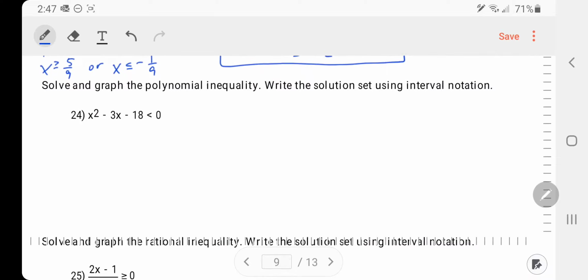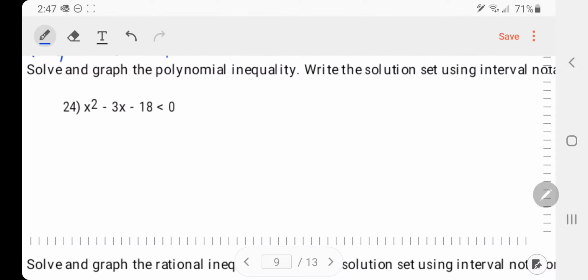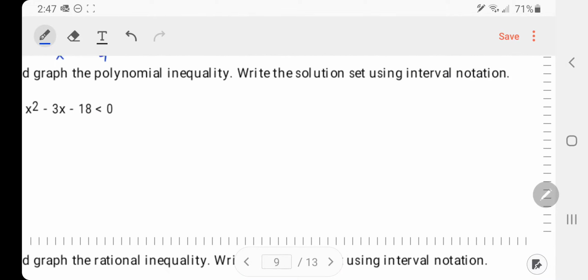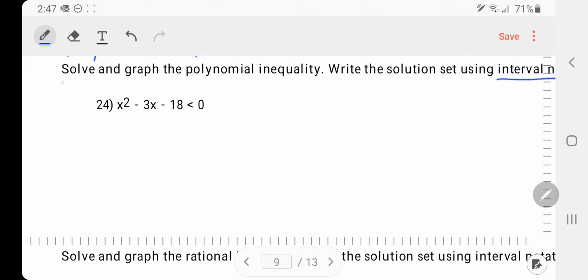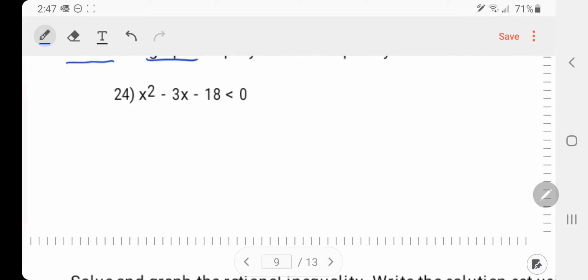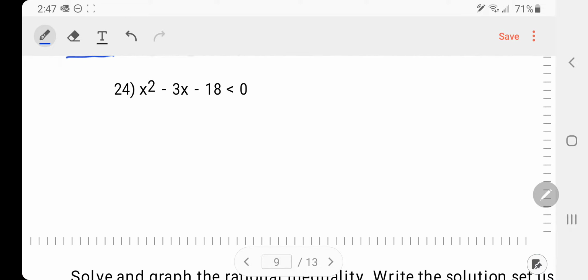Next, 24. Solve and graph the polynomial inequality. Again, we want to write the solution set using interval notation. And notice it does say solve and graph. So again, we've got like 3 things going on here. It would be really nice if this trinomial factored. And so we're going to check and see if it factors.